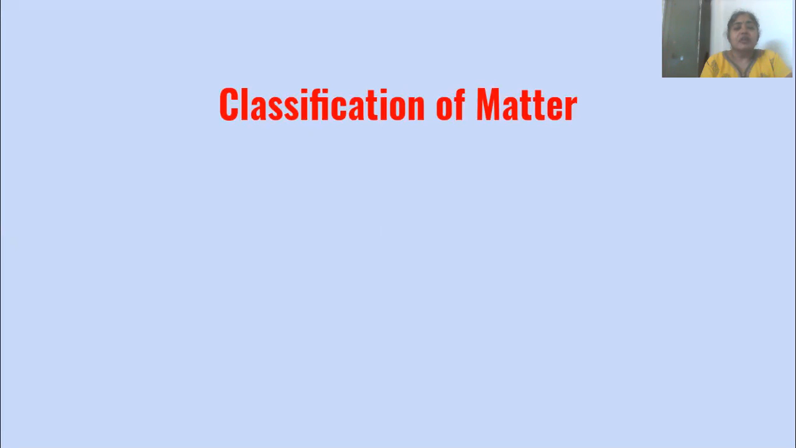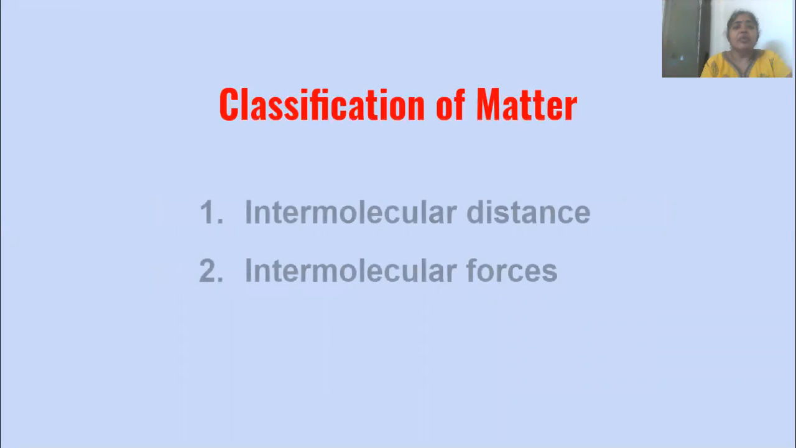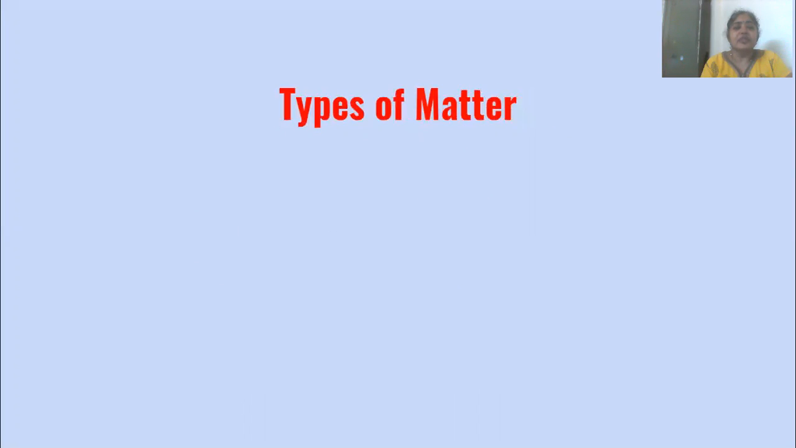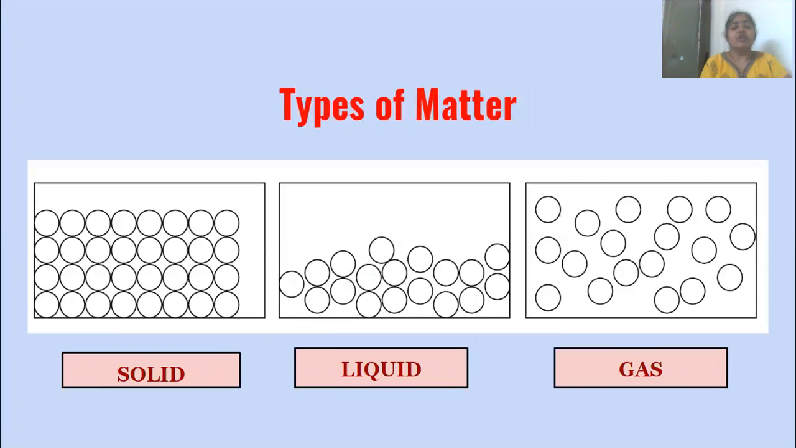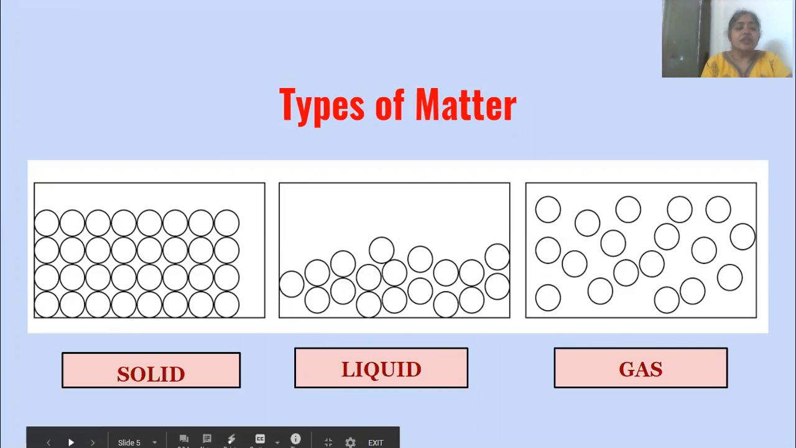Now this matter, as you have already learned in your lower classes, can be classified on the basis of the intermolecular distance as well as the intermolecular forces into three types. That is, you can have solids, liquids and gases. Now, what do you understand by intermolecular distance and intermolecular forces? If you look at solids, the diagram represents that the solids have the particles closely packed with each other.